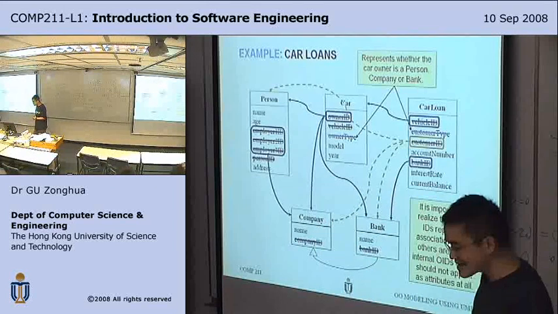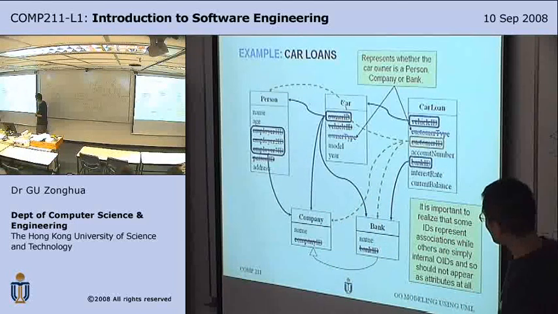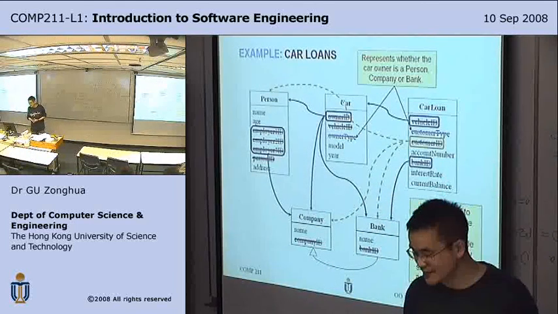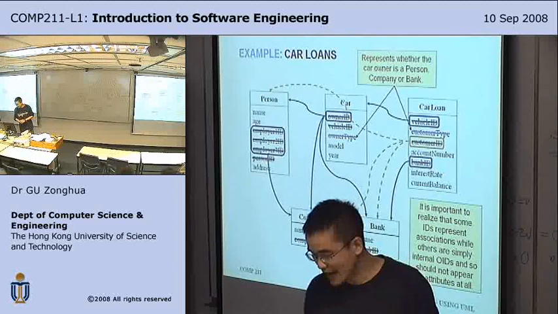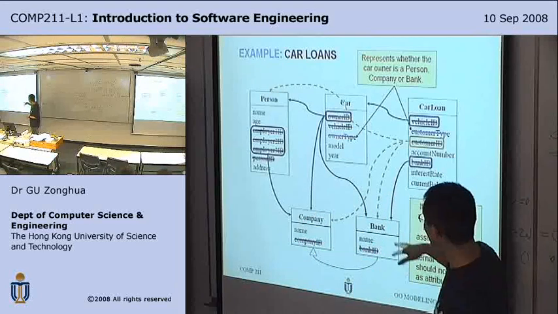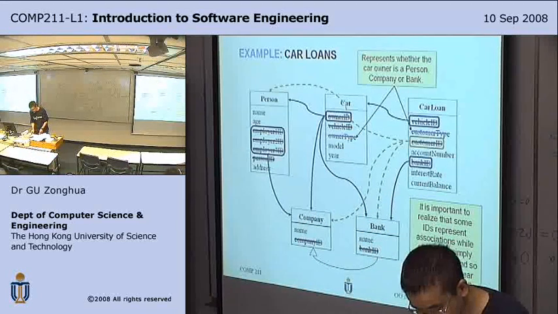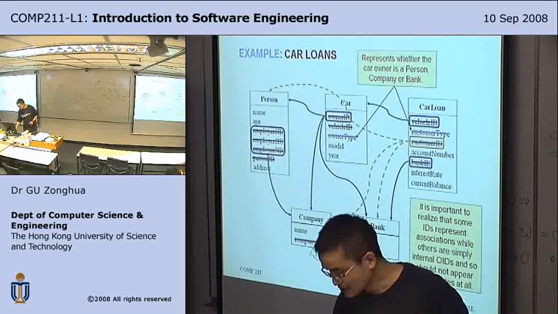Some of the IDs represent associations, like the employer ID really represents an association between person and company, but others are merely internal IDs and should not appear at all, like the person ID or vehicle ID. So you should make the decision based on application knowledge.